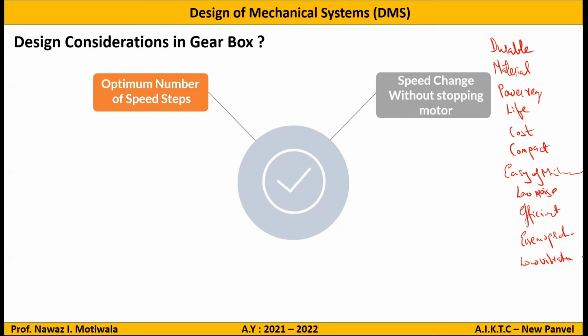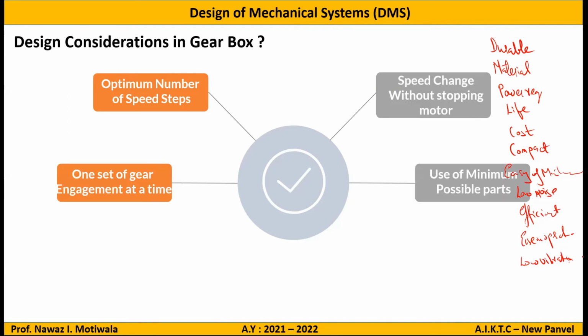Do you want that every time I should stop the engine and change the gear? No. No, sir. That is the speed feature of a gearbox, that without stopping the engine I should be able to change the gear very easily. Then the third thing which I can use is use of minimum possible parts.